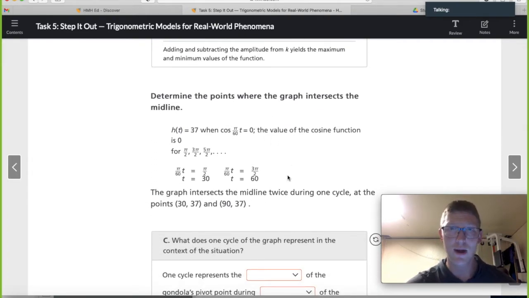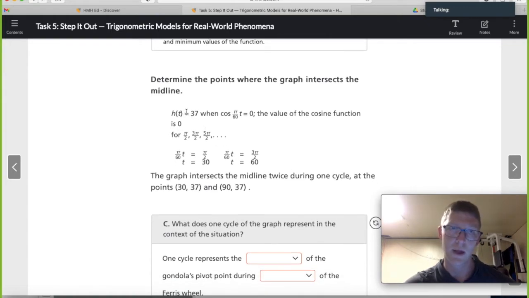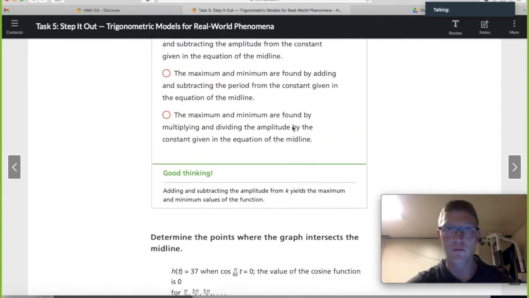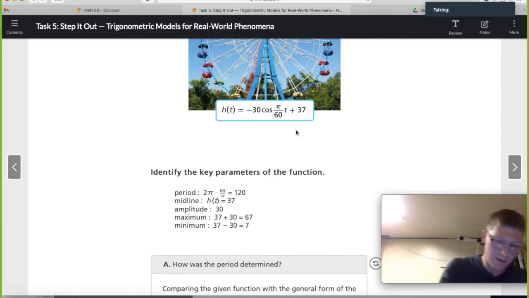Determine the points where the graph intersects the midline. h of t equals 37 when cosine. So if we write this equation, I'm going to write it on the screen so we don't have to keep going up and down.